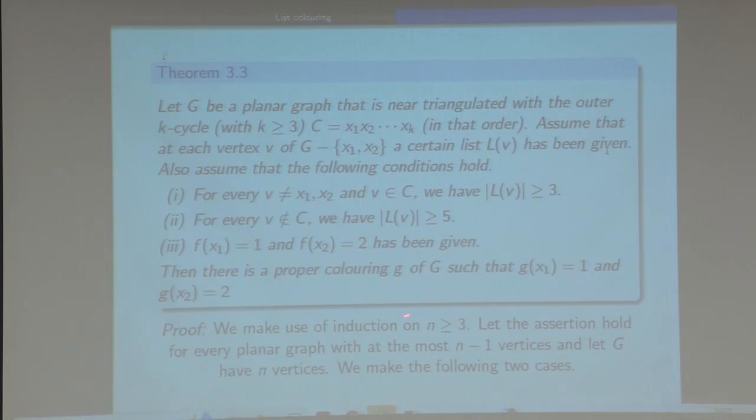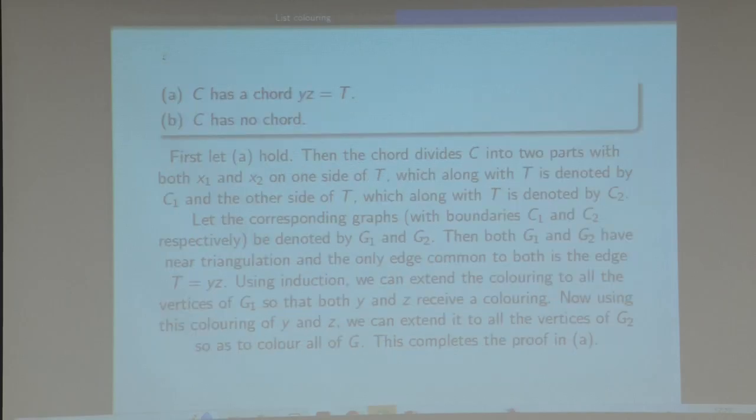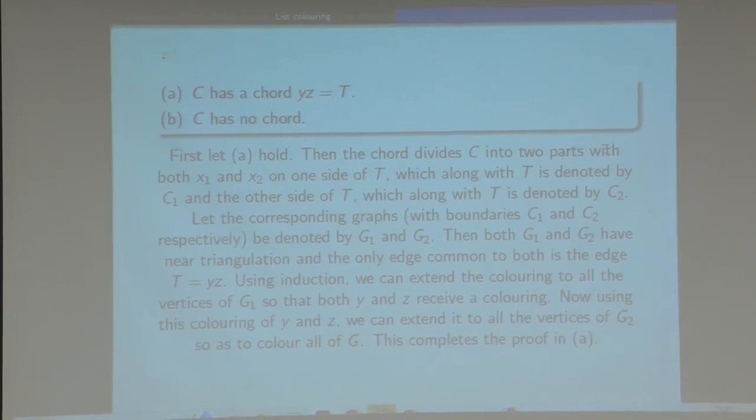The idea of the proof is making induction. Assume that this is true for n minus 1 vertices, and you have n vertices now. That is a typical proof in the topological graph theoretic sense. The outer cycle, the big cycle, there are two cases. Either it has a chord or it does not have a chord.